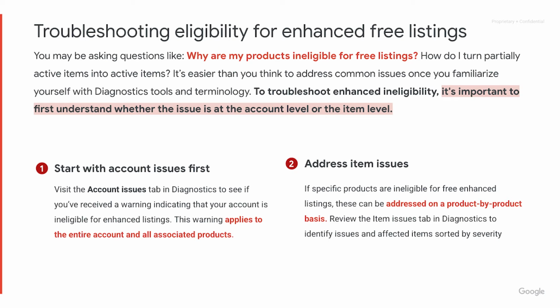Visit the Account Issues tab in Diagnostics to see if you've received a warning indicating that your account is ineligible for enhanced listings. If so, this warning applies to the entire account and all associated products, so make sure you start there. If this is not the case, or if you fix all account issues, you'll then want to address the item issues. If specific products are ineligible for free listings, these can be addressed on a product-by-product basis. For this, you'll want to review the Item Issues tab in Diagnostics to identify issues and affected items sorted by severity.